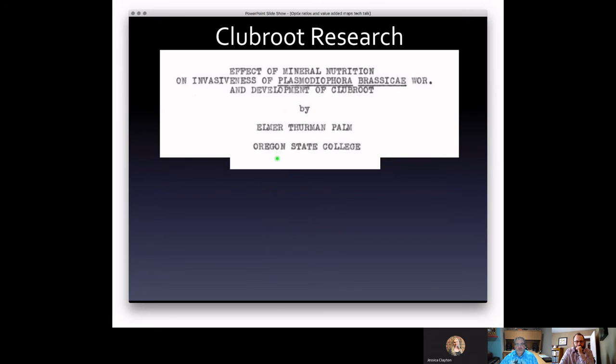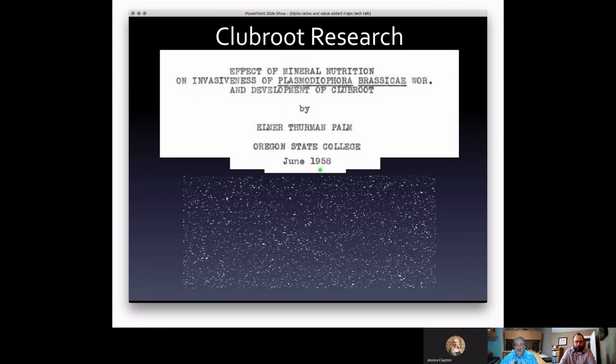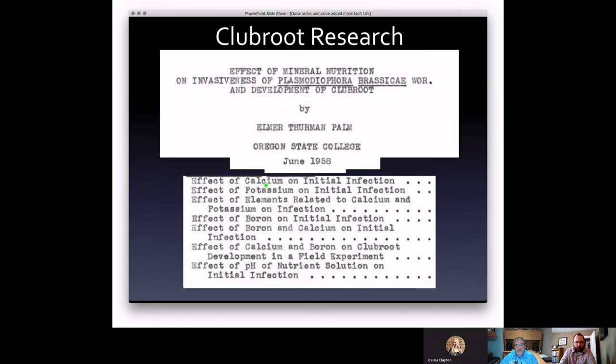When we're looking at clubroot research, this is from Oregon State College from 1958. That's a long time ago. They were specifically looking at calcium, potassium, calcium to potassium, boron, boron to calcium, calcium to boron, and pH and its effects on clubroot and the clubroot disease in different crops.